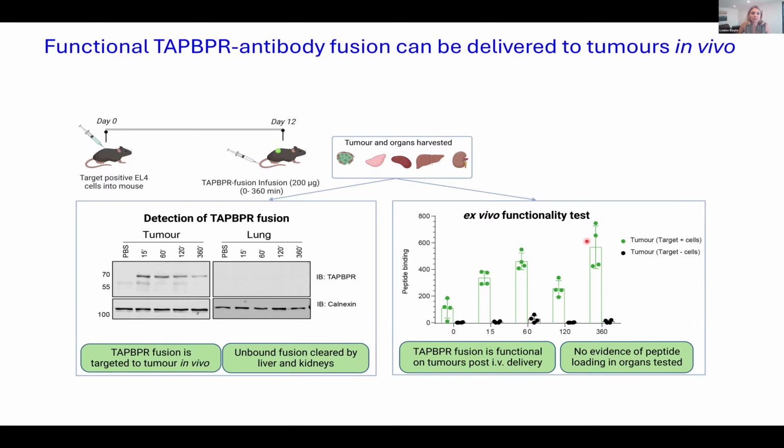We next tested whether the TAPBPR that had been delivered was indeed functional by performing peptide exchange assays. What this revealed is that we could load exogenous peptides onto tumour cells that expressed the target, but the cells within the tumours that lacked the antibody target were not decorated by peptides. So this really suggests that these TAPBPR fusion proteins are functional when they're delivered to tumours in vivo.